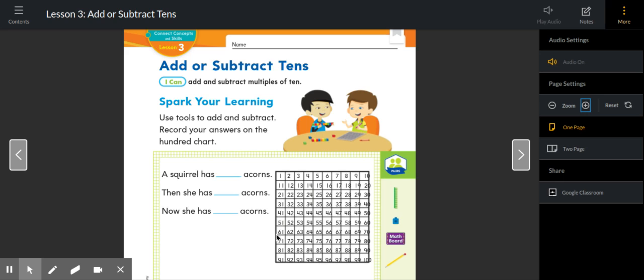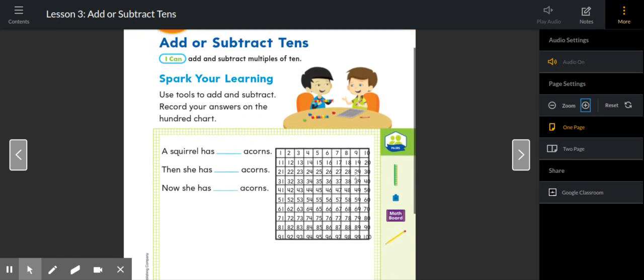And so hundreds frame or 120 frame, which is what you have at home, is an incredibly useful tool. So down the side, you can see that we're counting by multiples of 10, 10, 20, 30, 40, and you should be able to do that without looking, but this tool is a great tool to use.